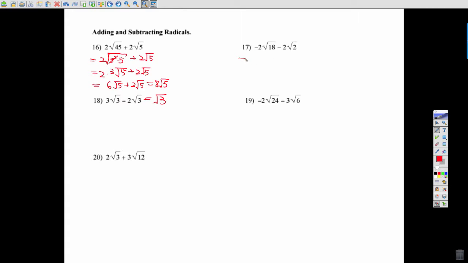Let's factor this one. So negative 2, the perfect square in there is 9 times 2, minus root 2. And negative 2, 9 is 3 squared, so 3 comes out, 2 is left behind. I have negative 6 root 2 minus root 2. I should have negative 8 root 2. Okay, again, all of these simplifications are the same skills we just practiced on the previous page. And then the rest of it, just treat the radical like combining like terms, basically.